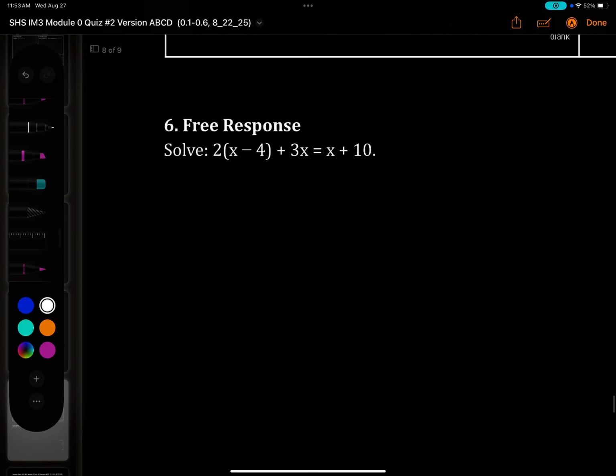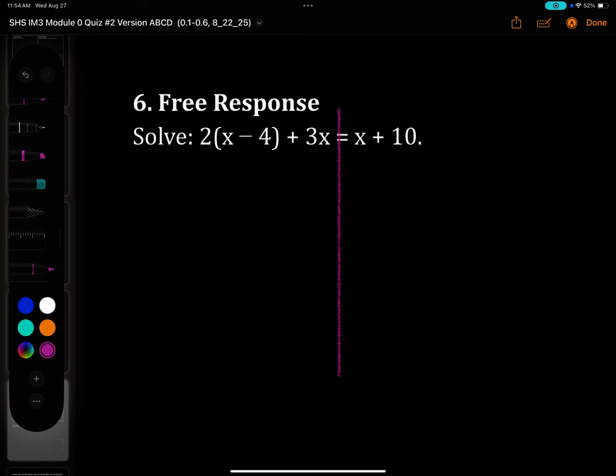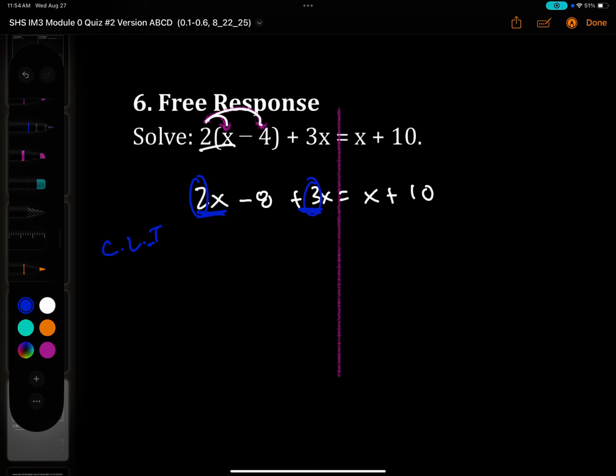Okay, question number 6 here. Here, you could combine like terms, but before I do that, I want to distribute. So that'll become 2 times x is 2x, and then 2 times -4 is -8. Okay, on the same side of an equation, you can combine like terms. So you don't do opposites. You just do 2 plus 3, which would give us 5x.